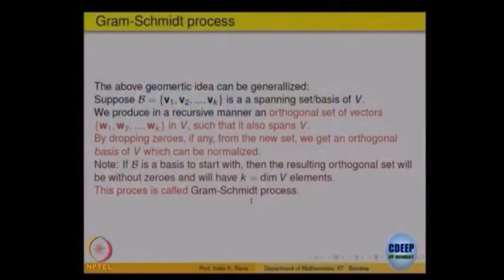So first, the given set of vectors you convert into an orthogonal set, where each is perpendicular to the others, and then divide each one by its norm, and you will get a normal one also. So that is a two-step process: first orthogonalize, then normalize. This process is what is called the Gram-Schmidt process. This process of orthonormalization, given a spanning set or a basis, is called the Gram-Schmidt process.